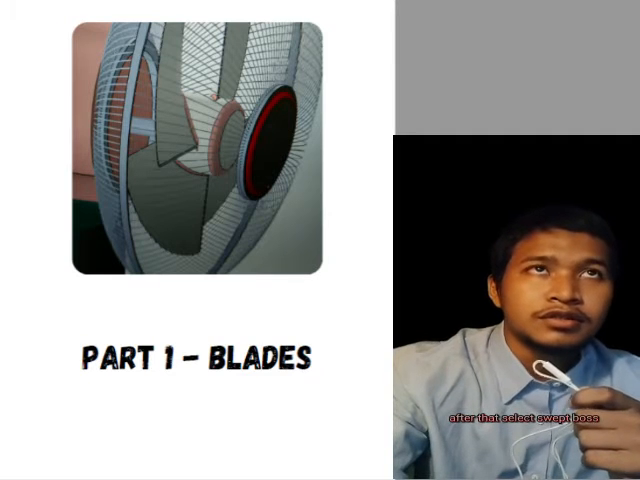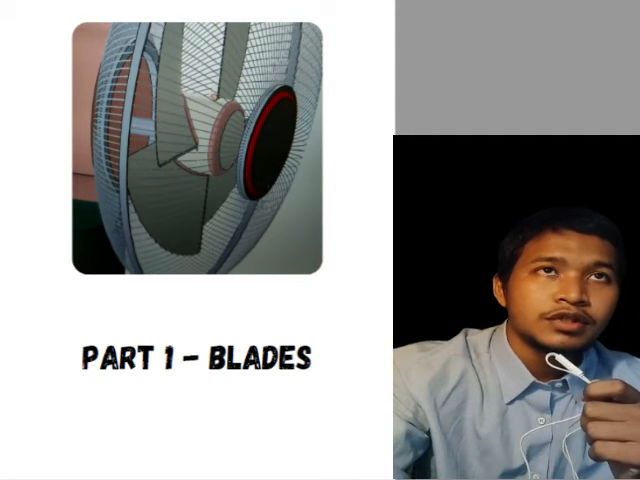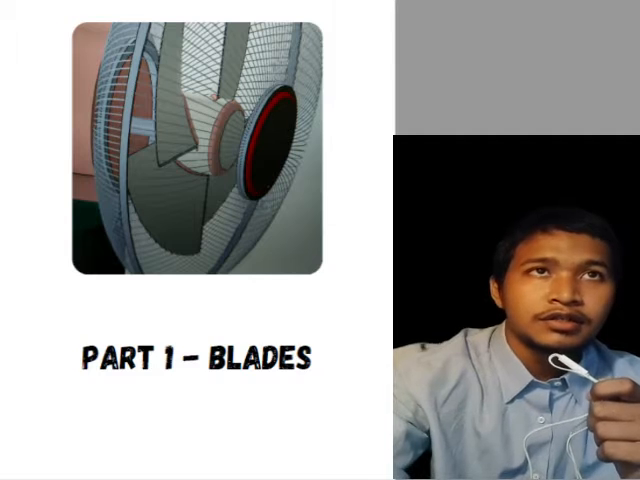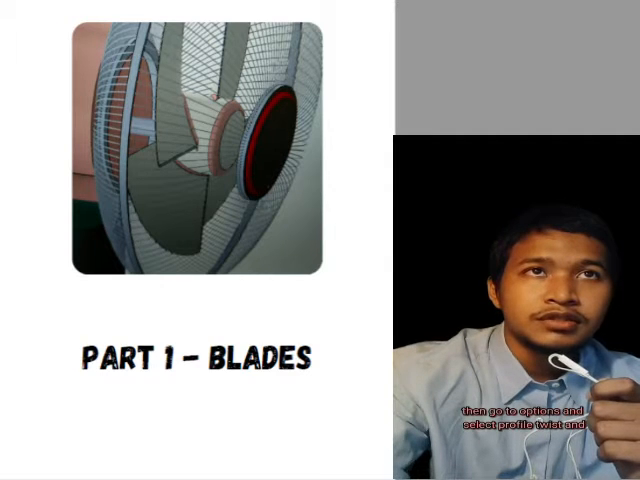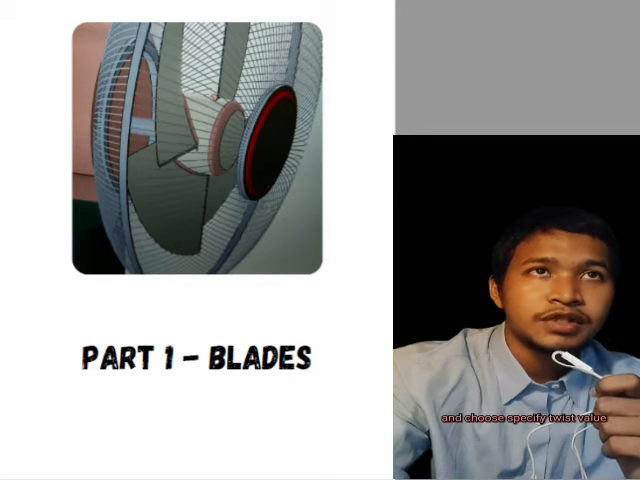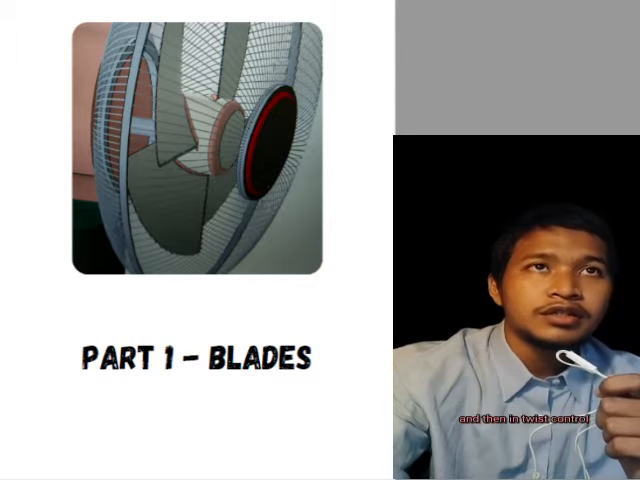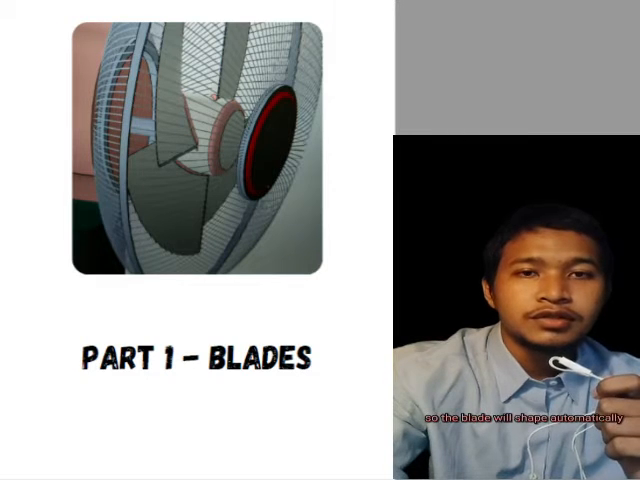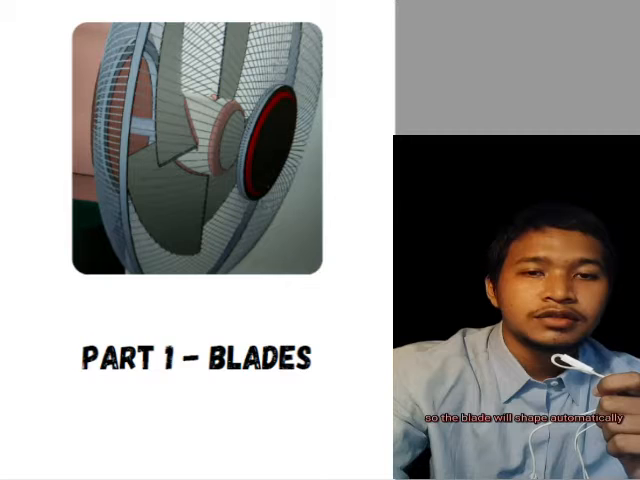After that, select lofted boss and let's select sketch 5 and sketch 6. Then go to options and select profile twist and choose specify twist value, and then in twist control select degrees and put 90 degrees. So the blade will shape automatically.